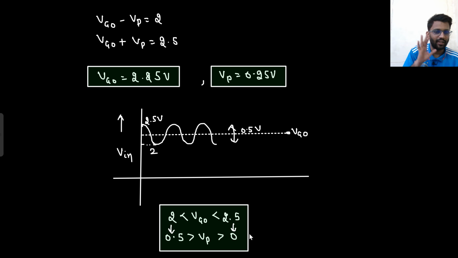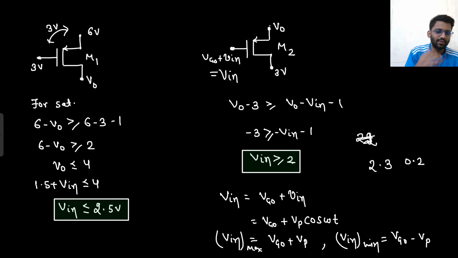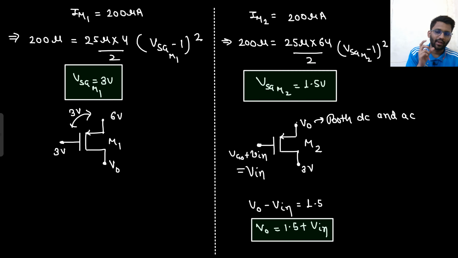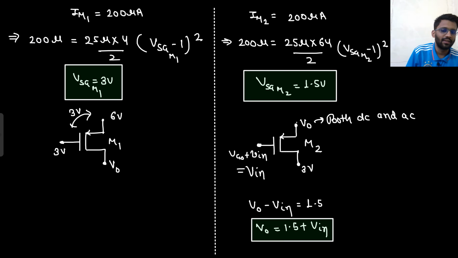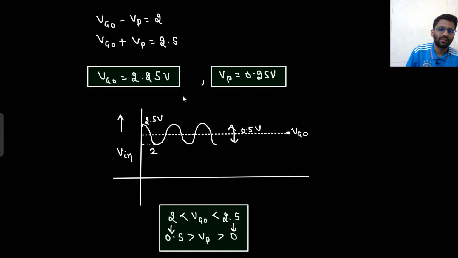I hope you have understood the meaning of the problem. That is, you have to set the Vg naught such that Vp can reach up to its maximum or minimum value. So I have the optimum value of Vg naught. If I have the optimum value of Vg naught, the maximum value of Vp can be 2.25 at that time. So these are the answers. Well and good. Okay, then let's move to our next lecture now.